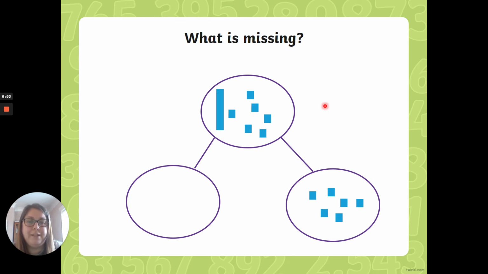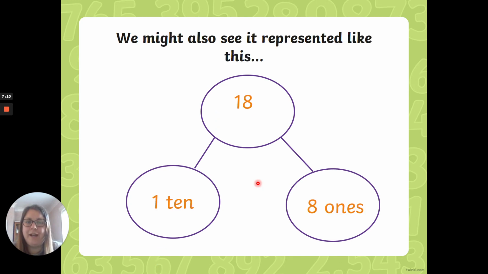Okay, next one then. This time, the part is missing. So we've got our 1s, we've got our whole. What part is missing? Draw the part whole model. Pause the video. Off you go. So the part would be just 1 10, isn't it? Yeah, our 10 was missing this time.